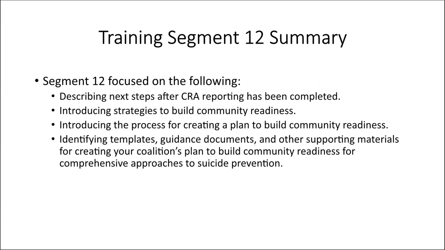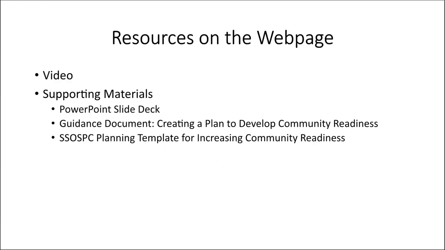This training segment is focused on a number of things: describing the next steps after CRA reporting has been completed, introducing strategies to build community readiness, and once again, the manual is going to be very helpful in this area, introducing the process for creating a plan to build community readiness around comprehensive approaches to suicide prevention. And here, the guidance document will be very important. And we've identified templates, guidance documents, and other supporting materials that are going to support your coalition's work to build out that plan to increase community readiness.